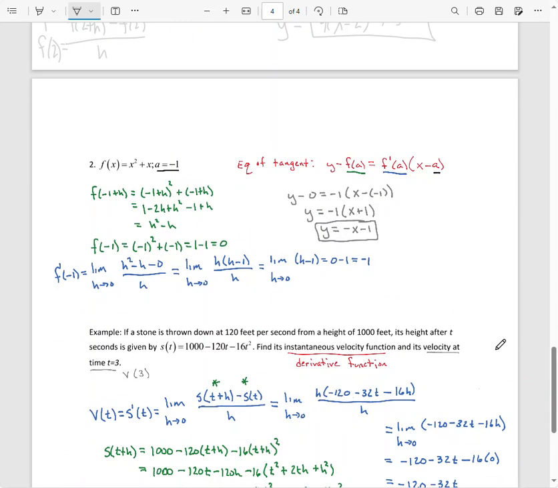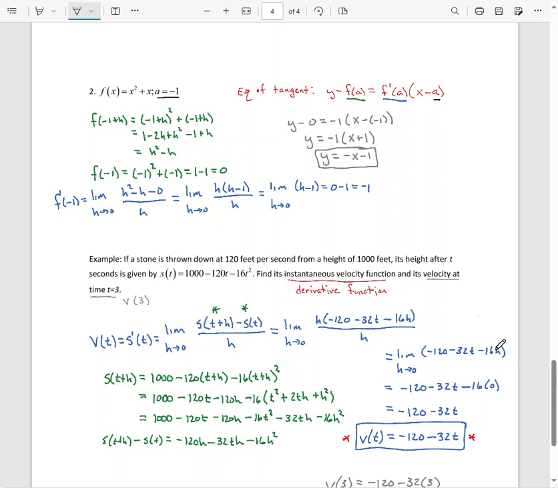This one's a little long again, and it's just because of all the words that I have to say to tell you all the writing that we're doing. We've got this, right? f of x equals x squared plus x when a equals negative 1. I start out, I still want the equation of the tangent line, instructions on the previous page.